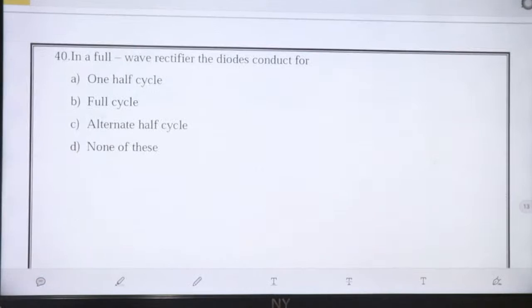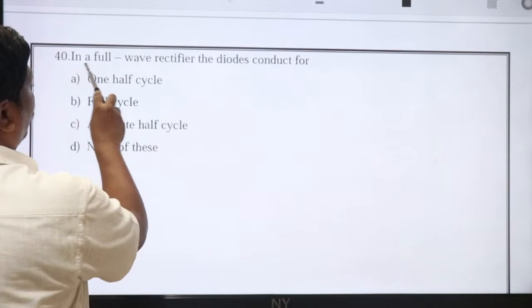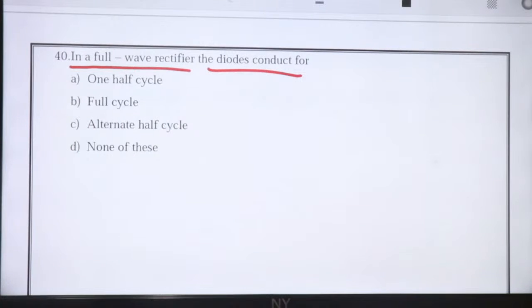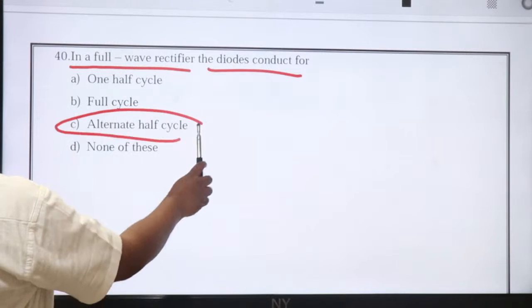Next, in a full wave rectifier, the diode will conduct for half a cycle. One diode will conduct for half a cycle, the other diode will conduct for the other half cycle. So alternative half cycles may be the answer.